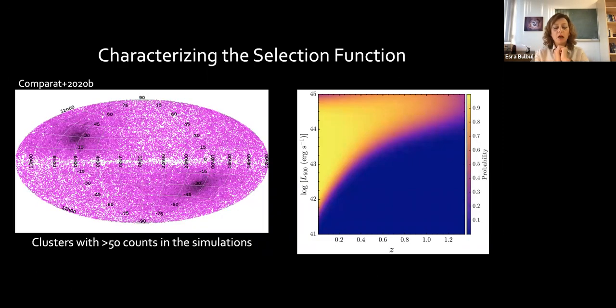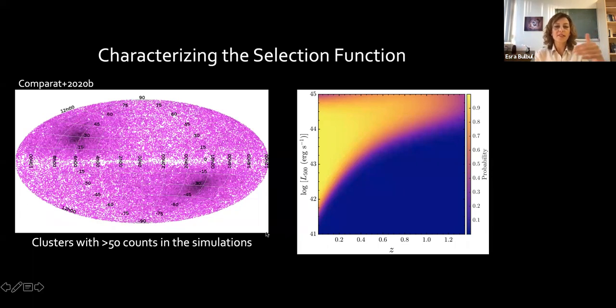When you're working on surveys, how well your survey behaves, how well you understand and characterize your sample is very important. Without that, in fact, you cannot do science. You need to know how well you detect these observations, right? That's called the selection function.